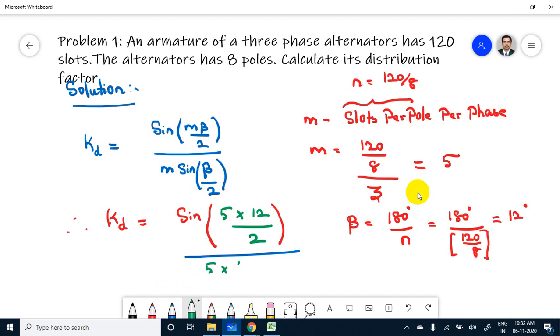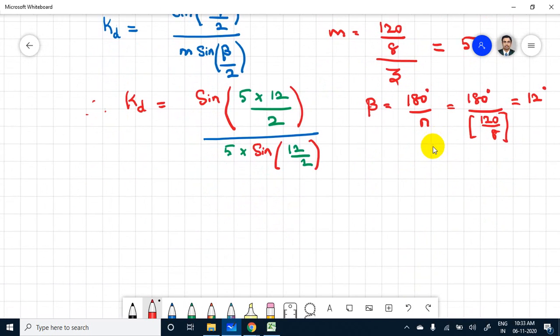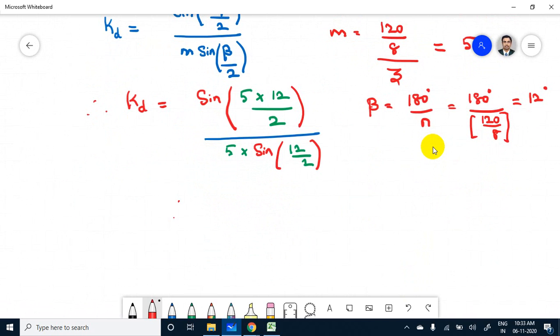5 into sine of beta, 12 divided by 2. So how much is the answer? Kd. Therefore Kd equal to 0.956. 0.957. No, 0.957. Kd.